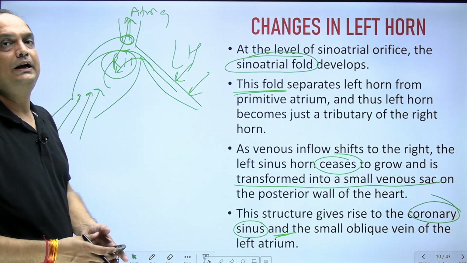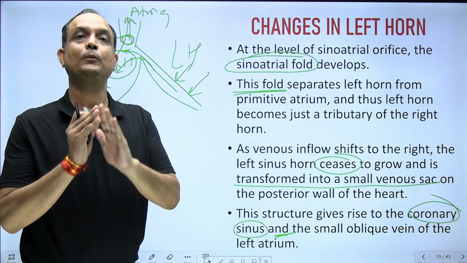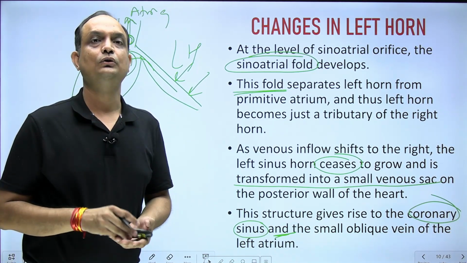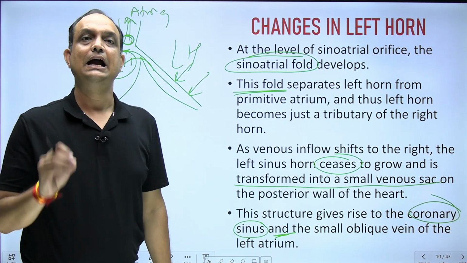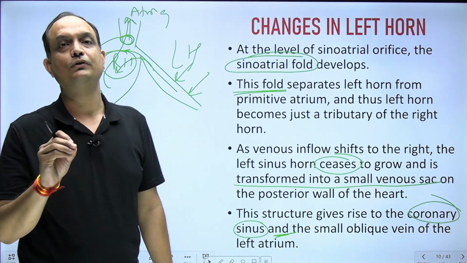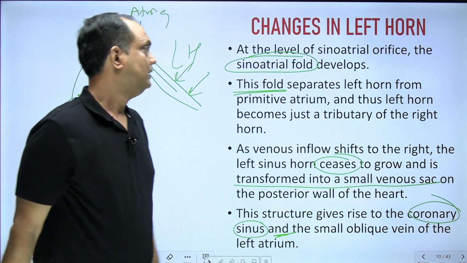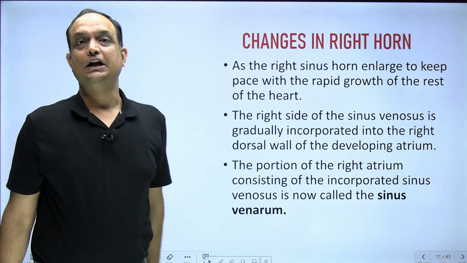Clear? So my dear students, when you dissect your right atrium, when you open the right atrium, you will find the opening of coronary sinus. And the opening of coronary sinus is always present in the area of right atrium which develops from the right horn. Clear? Now what is the change in the right horn?